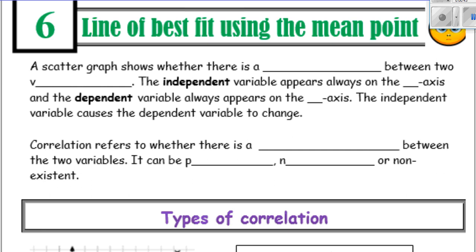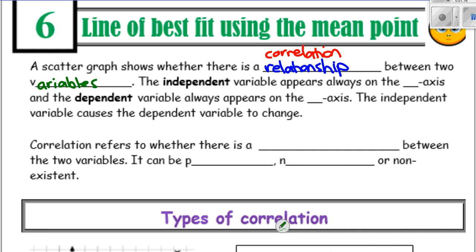Okay, so a scatter graph shows whether there is a relationship, you could say. You could also say correlation, so feel free to also use that. We'll be using the word correlation more. But in general, it's: is there a relationship between two variables? So a scatter graph shows whether there is a relationship or not between two variables, the x and the y.